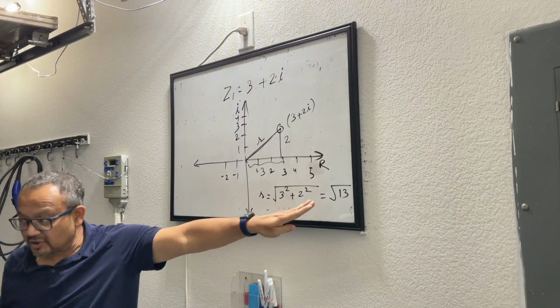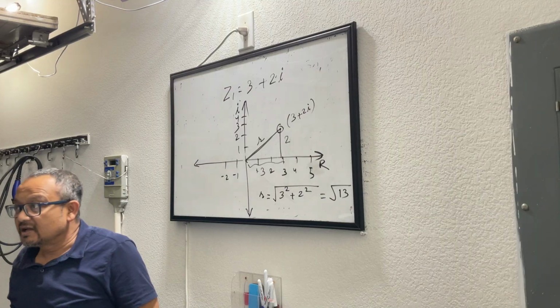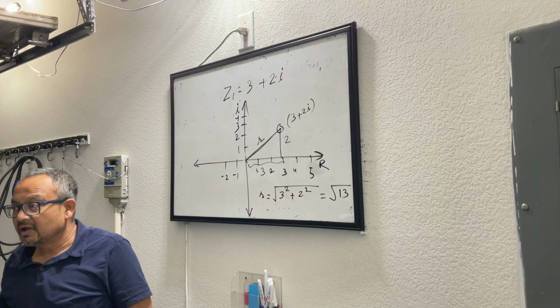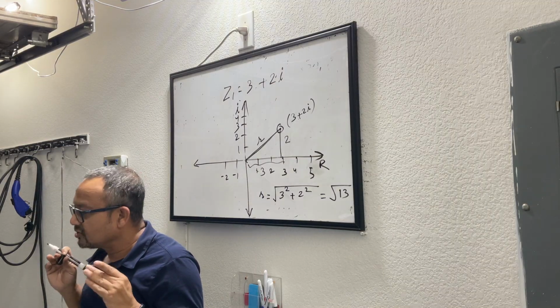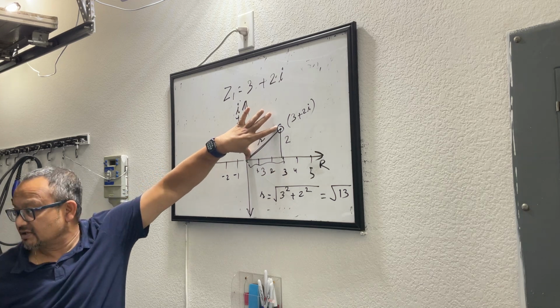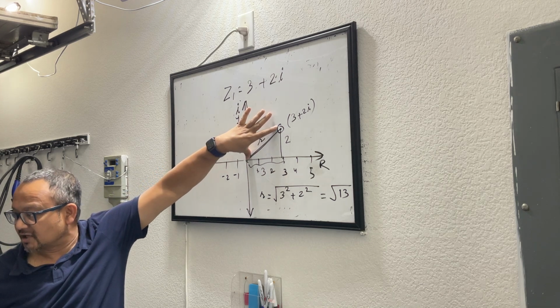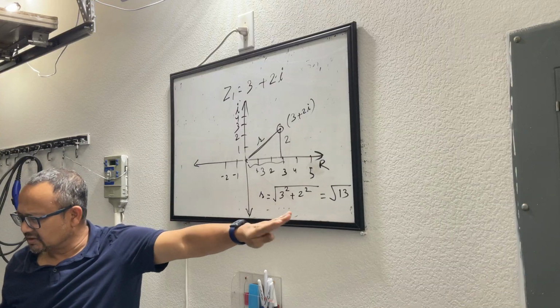See again, when I am doing square root of 13, my answer could be plus square root 13 or minus square root 13. We will not deal with sign here, primarily because when you are talking about the magnitude of a complex number, you are talking about the absolute distance. It doesn't have to be complemented by a sign. So it will always be a positive value. Does it sound okay?